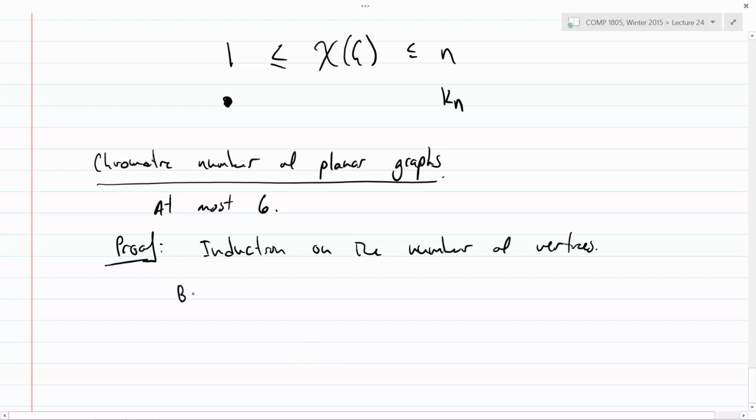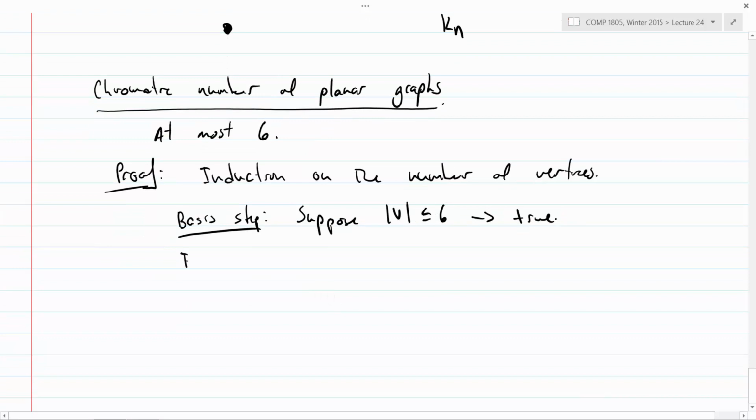So in the basis step, let's say I have some graph with at most 6 vertices. It doesn't really matter which one I do because these are all easy. If there's at most 6 vertices, well then the chromatic number is at most 6. That's easy. Our inductive hypothesis will be that any simple planar graph on n vertices can be colored with at most 6 colors.